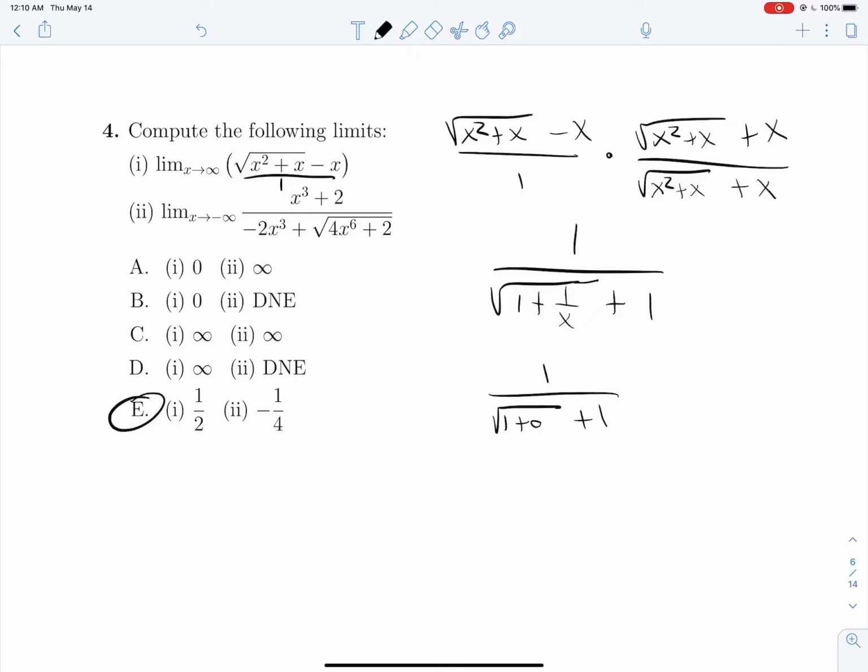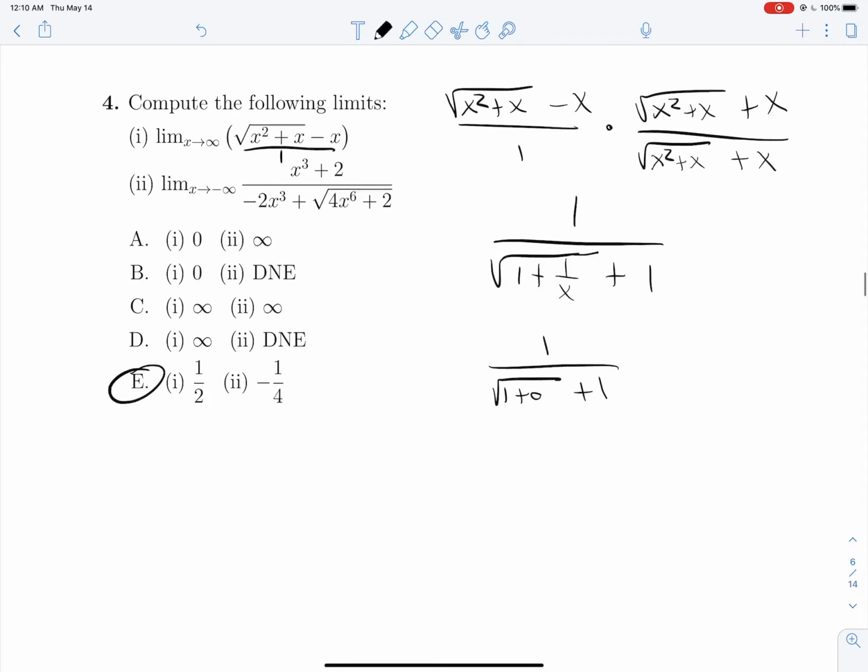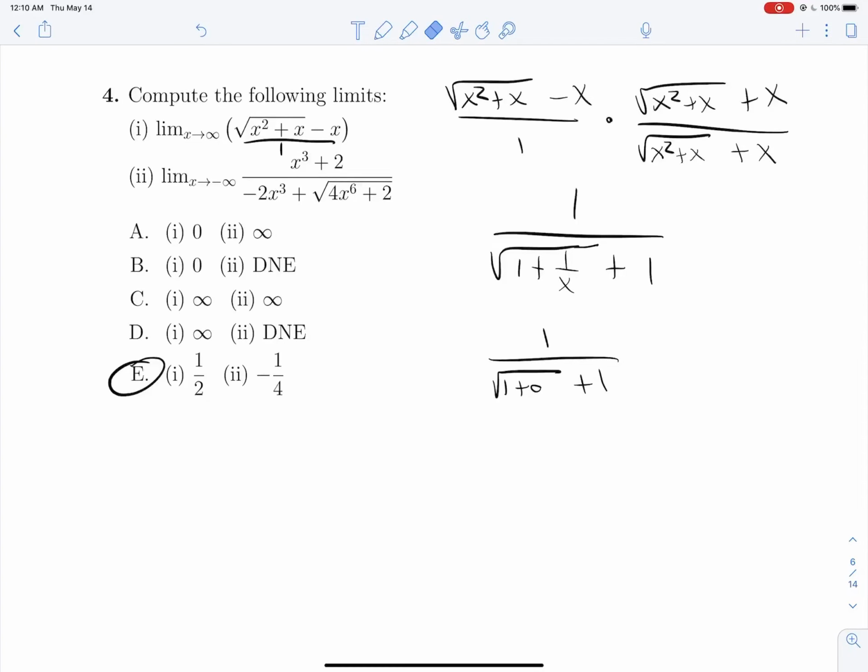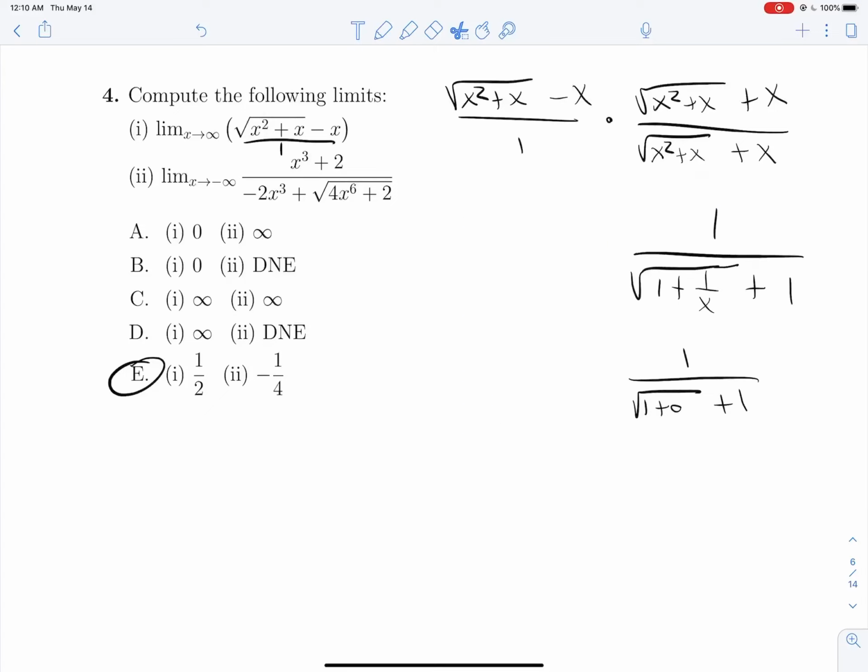So we have our answer already, but let's go evaluate this second one right here. So we're taking the limit as x approaches negative infinity of all of this jazz. And I'll write this out for us. x cubed plus 2 over negative 2x cubed plus the square root of 4x to the 6th plus 2. So there's actually a very cool shortcut that you can do that just allows you to solve this one completely directly.